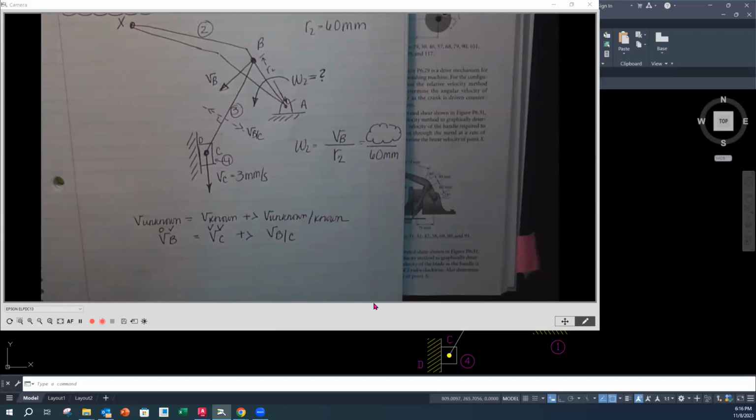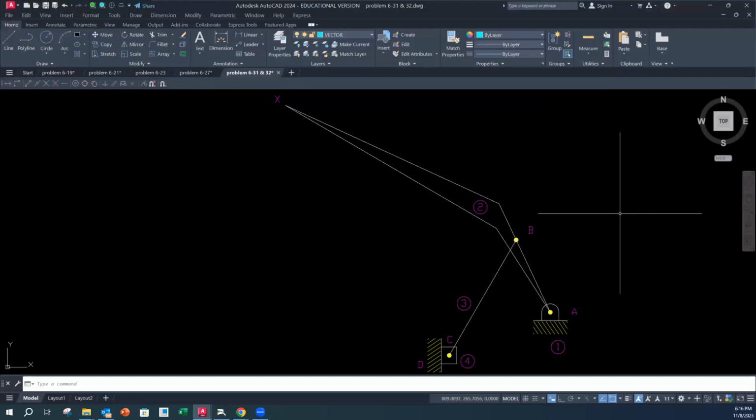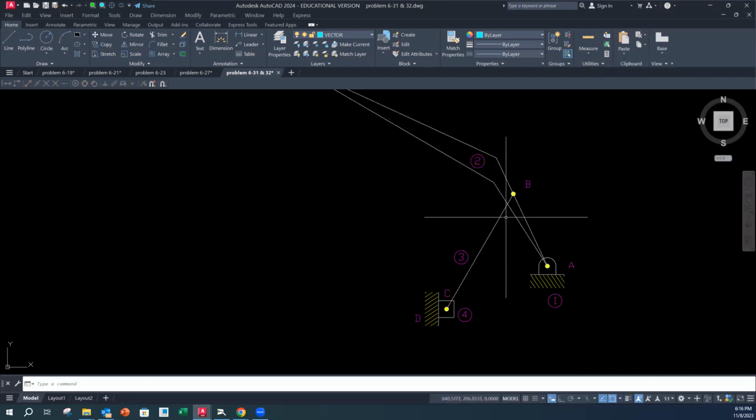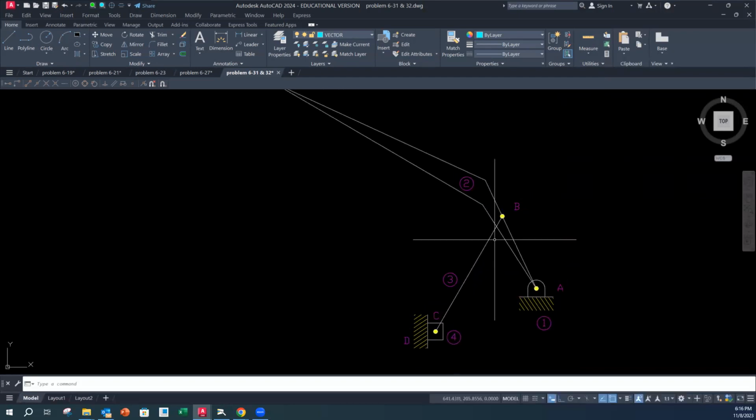So let's go over to AutoCAD and let's set this up. Based on our equation, we know that we have to get our velocities in place. And what I like to do first is to get my lines of action of each one of the vectors I'm going to be dealing with.